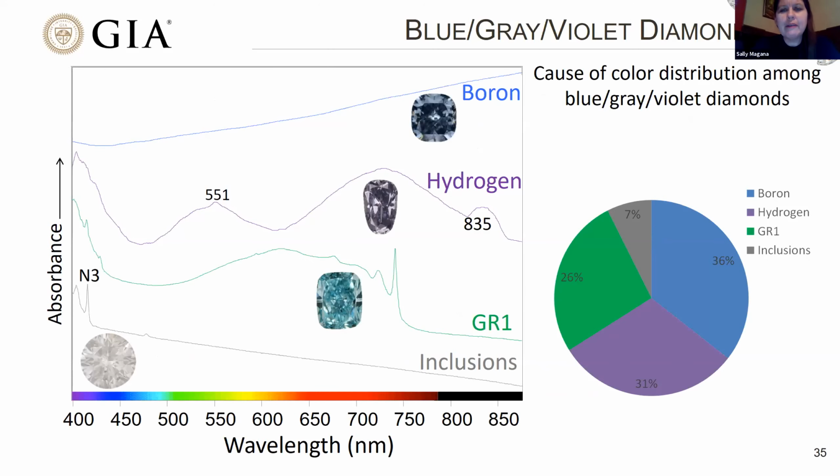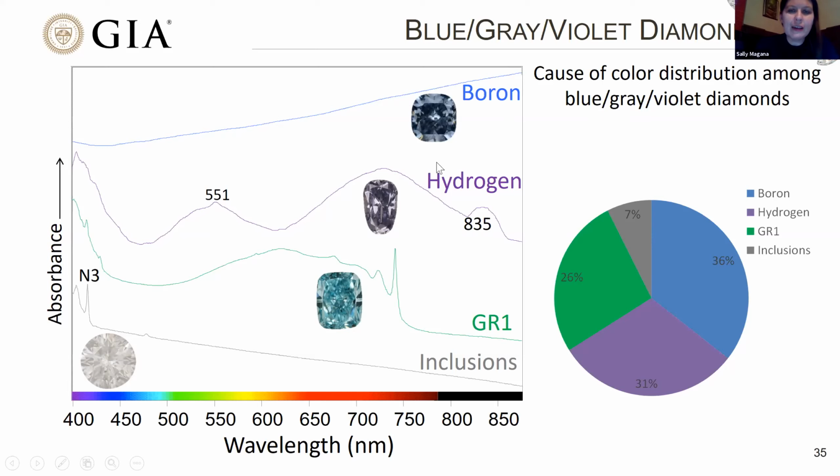I'm going to segue now into blue diamonds, blue, gray, and violet diamonds. And here we have 4 different causes of color. And generally when we think of blue color in diamond, we are thinking of boron, such as the Hope diamond. That's probably the most famous example of a blue diamond, and that gets its color from boron. But there are several other causes of color.